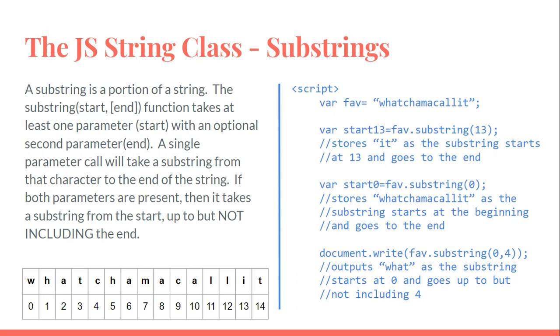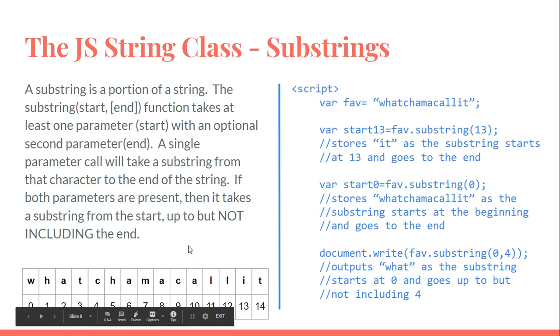Substrings are a big thing that we do in programming. A substring is a portion of a string. The substring function takes at least one parameter, start, and then it's got an optional second parameter, end. If we just call it with start, it will take a substring from that character to the end of the string. And if both parameters are present, it starts at the start and goes up to, but not including, the end.